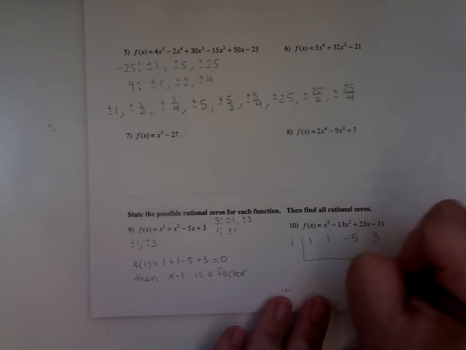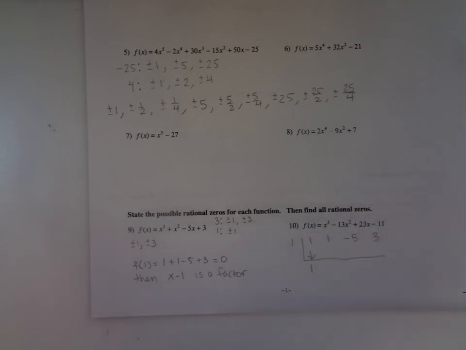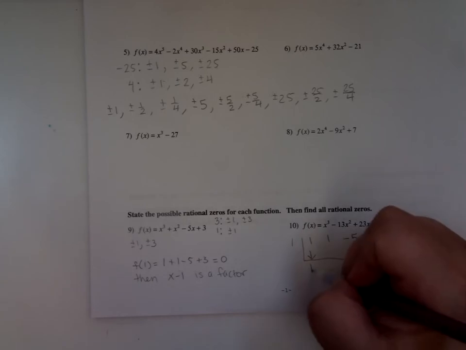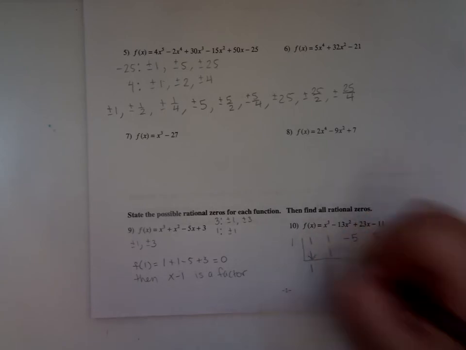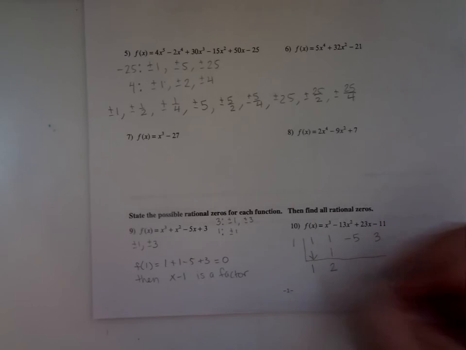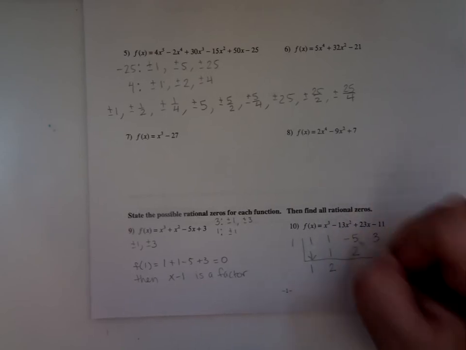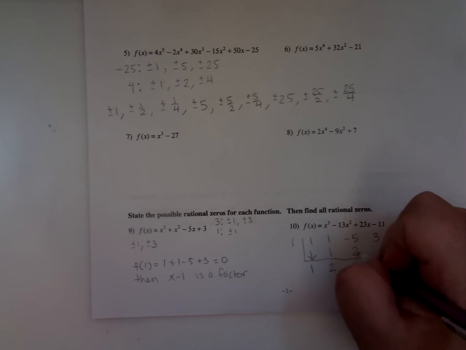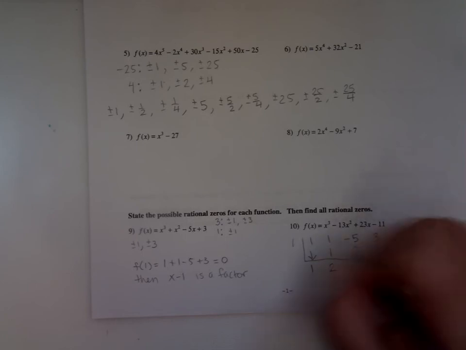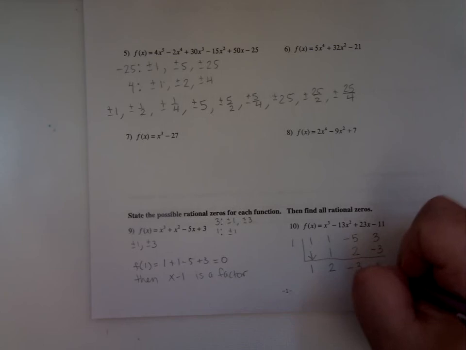We drop down the first number and then we multiply. 1 times 1 is 1. We add, and 1 plus 1 is 2. 2 times 1 is 2. Negative 5 plus 2 is negative 3. Negative 3 times 1 is negative 3. And lo and behold, we get a remainder of 0.